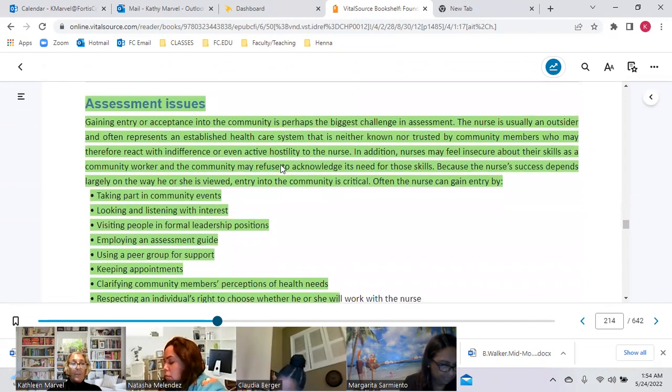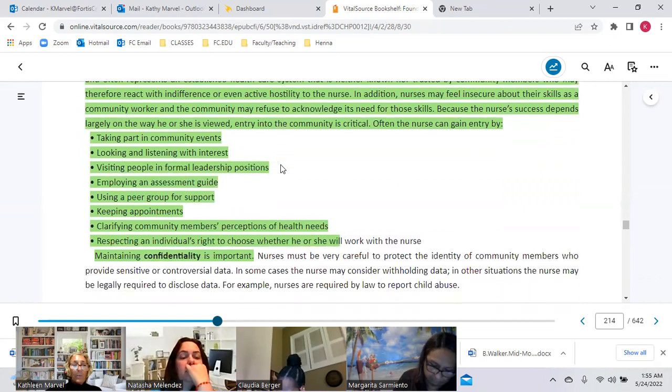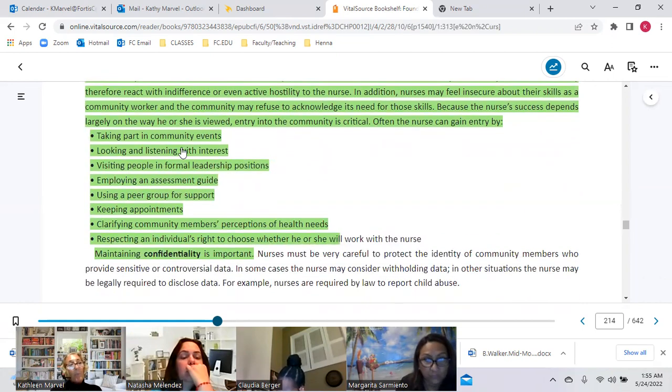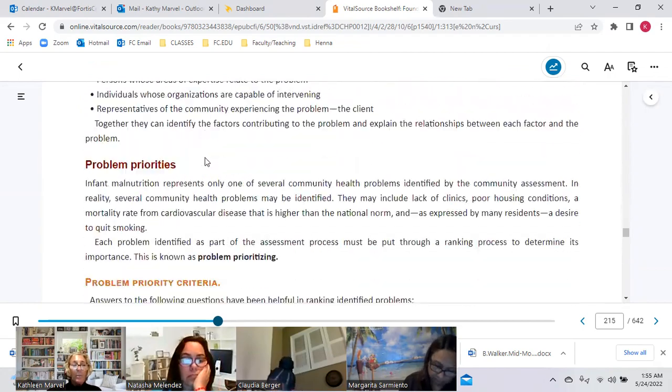And then one of the other issues with assessment is one of the most important things is trying to gain entry or acceptance into the communities. And that we've heard this before, but that comes with building trust. Okay. If you are this new person coming in and snooping around and asking all these questions, that's probably not going to fly. Okay. You need to build rapport. You need to build a relationship with the community in which you're assessing. Okay. And this is a nice little example of things you can do, right? Page 214, how to gain acceptance. Okay.